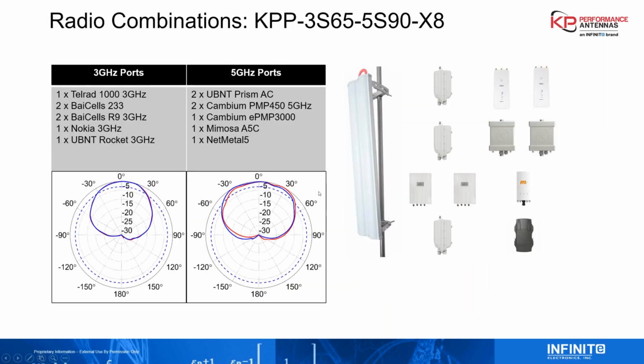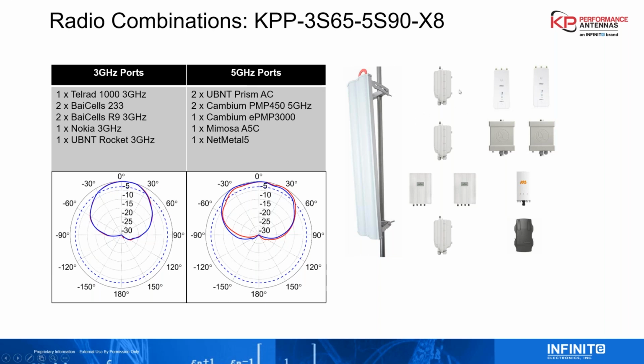So just quickly talking about radio combinations, just 2 more minutes. With our dual band sectors, this one right here supports 3 gig and 5 gig, and we can support a number of different radios on both of these ports. Here are the different combinations, using anywhere from 1 Telrad at 3 gig to 2 BiCell 233s, or Nokia, or Ubiquiti Rocket. And then the same at 5 gig, you can put any radio you want on there. It's all about matching up the number of ports. This is an 8-port antenna, 4 ports each band.